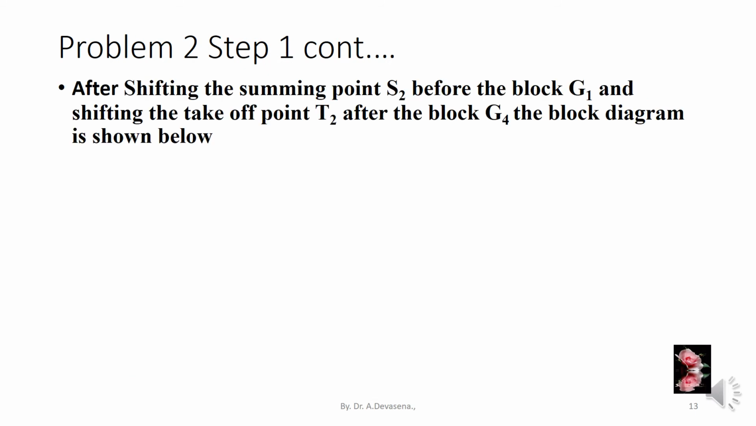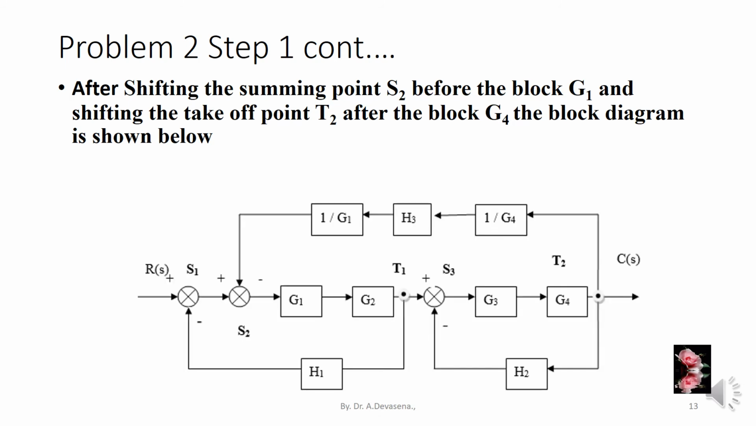After shifting the summing point S2 before the block G1 and shifting the takeoff point T2 after the block G4, the block diagram is shown below. This is the block diagram. Here, if the summing point S2 is shifted before the block G1, a new block is being introduced. That is, a 1 by G1 block is being introduced to the summing point. Similarly, if the takeoff point T2 is shifted after the block G4, a new block 1 by G4 is included as shown here.